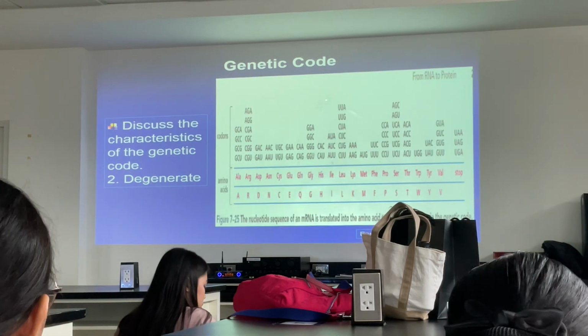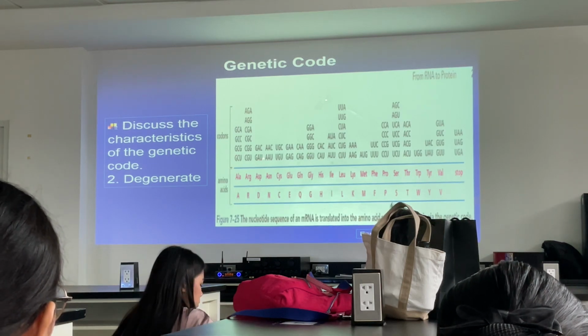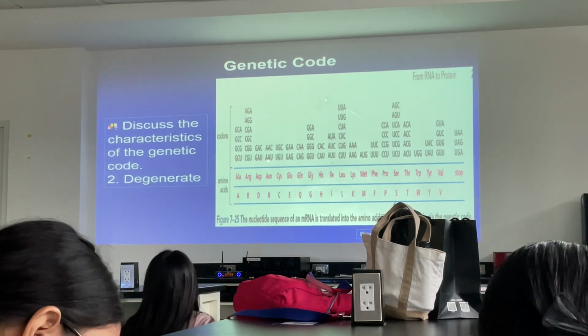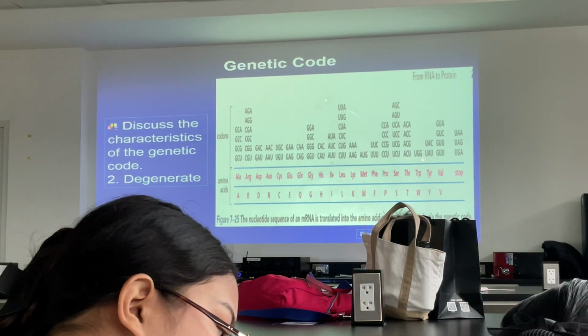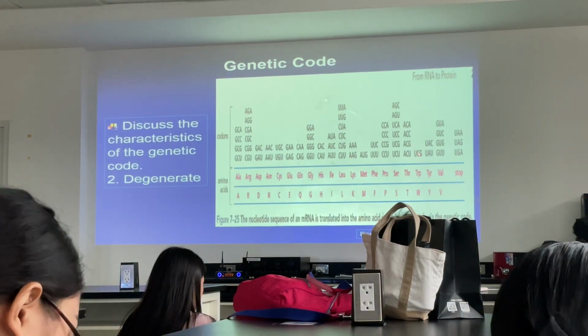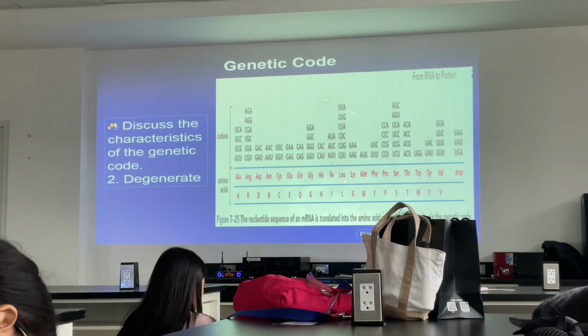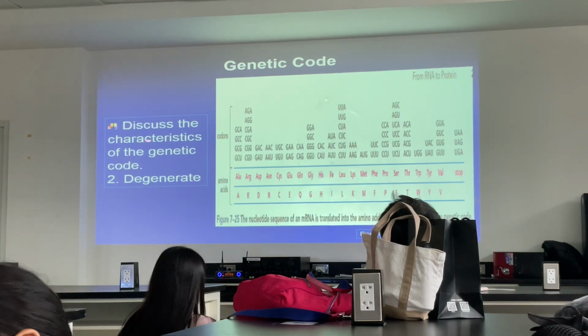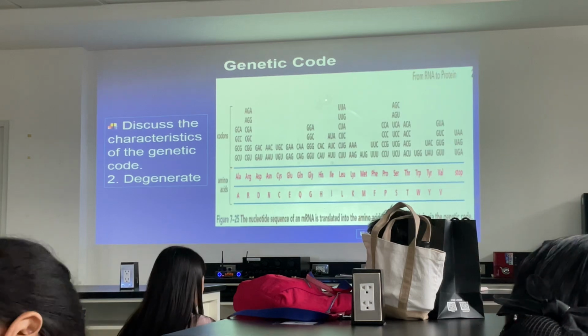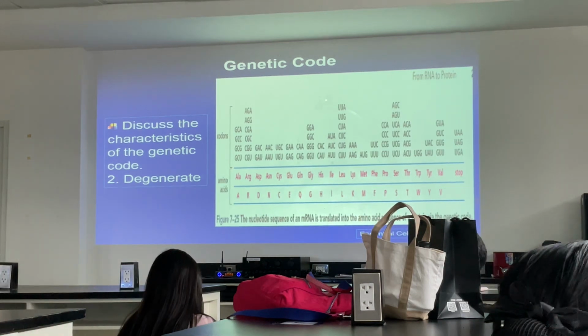Next, on degenerate. So this is just showing you the different codons coding for these different amino acids. And for tryptophan, there is only one. Where is methionine here? It's not being shown. But methionine is being coded by one codon also.